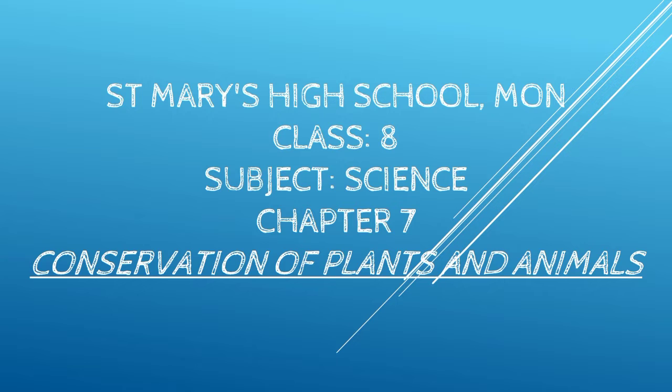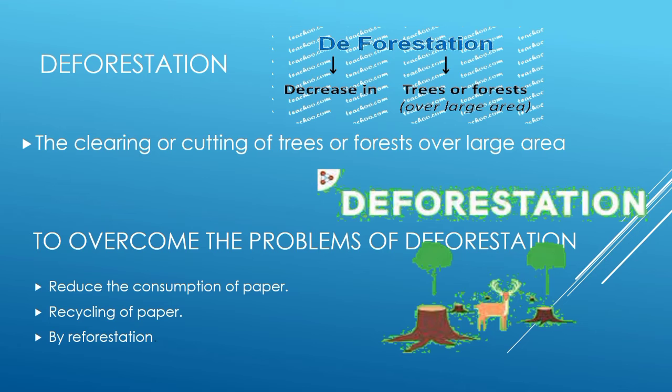Today we'll be continuing chapter number 7, conservation of plants and animals. In the previous topic, we discussed some natural resources, what we mean by conservation, and the aim of conservation. We also discussed the most important topic, deforestation, why it is caused, and what the consequences of continuous deforestation will be.